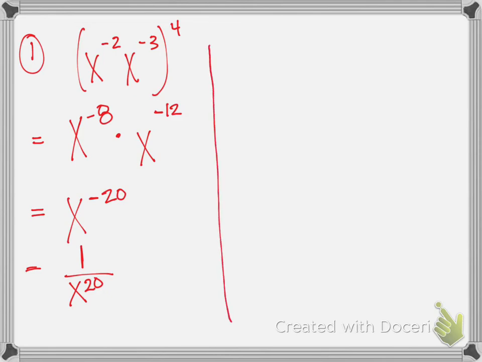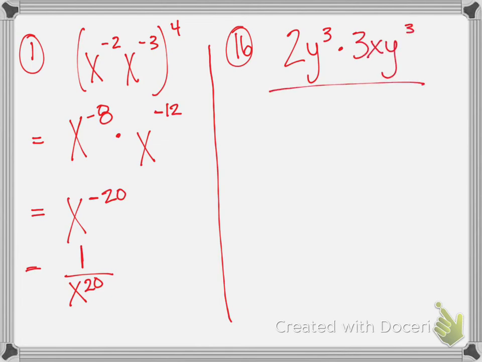Number 16. So we have 2y cubed times 3xy to the third all over 3x squared and y to the 4th. All right, so what I want to do first is I want to combine the top. So first, I'm going to say 2 times 3. I have an x, and I have a y cubed and a y cubed.